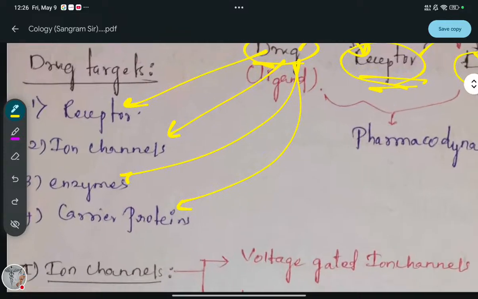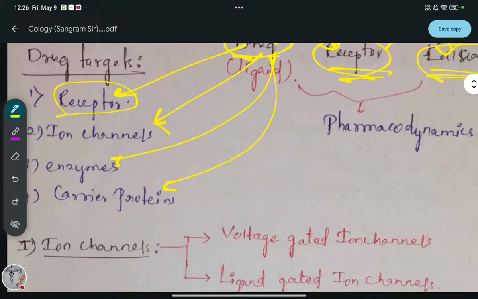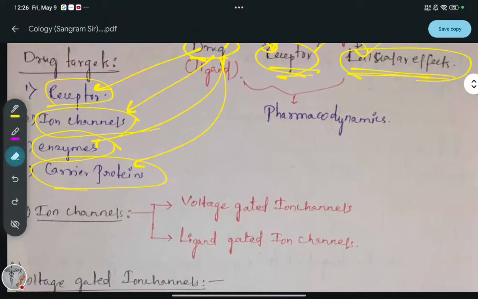By binding to the receptor, it will show its action. Number two, by acting on the ion channel, it can also show its action. By acting on the enzyme, it can also show its action, and by acting on the carrier protein, it can also show its action. So these are the four drug targets you have to remember.